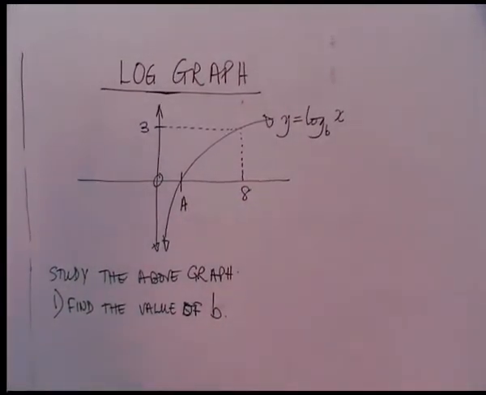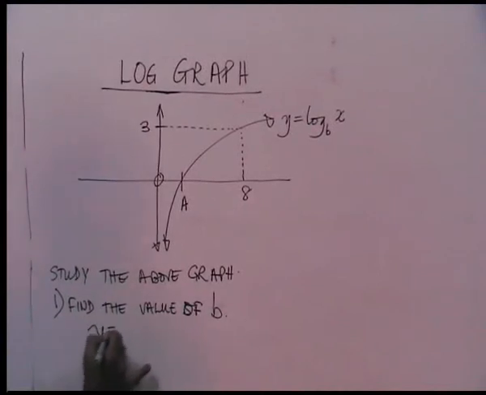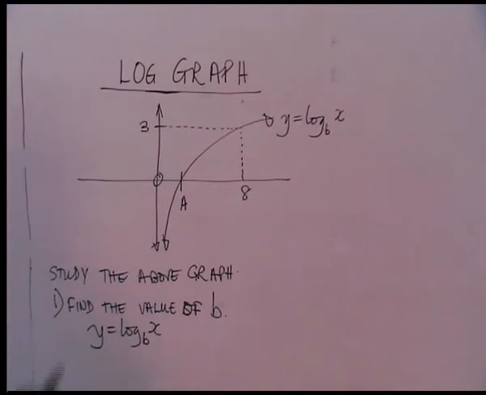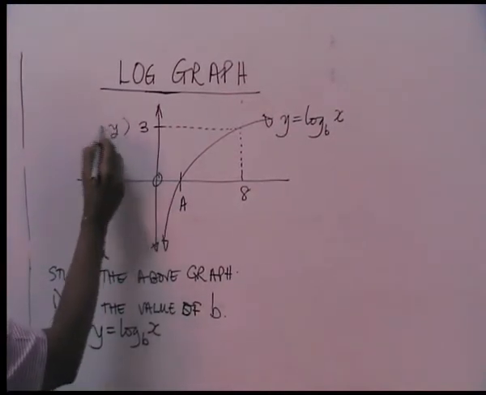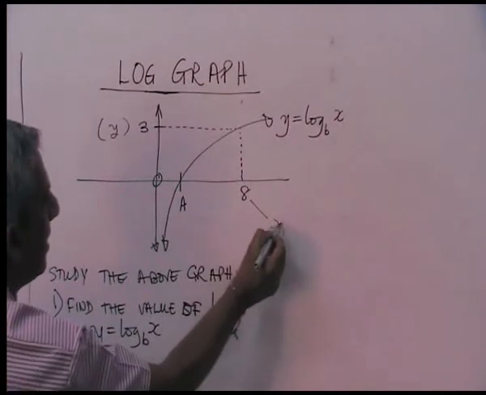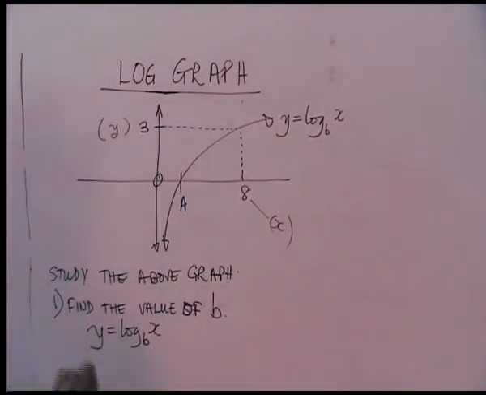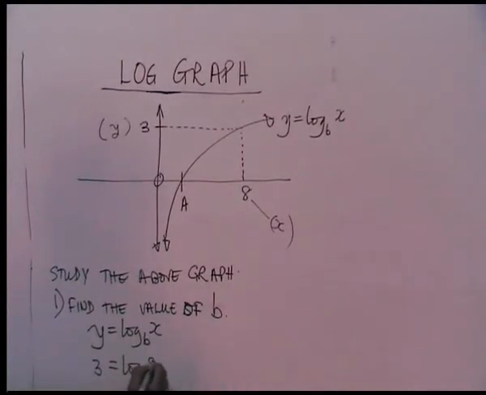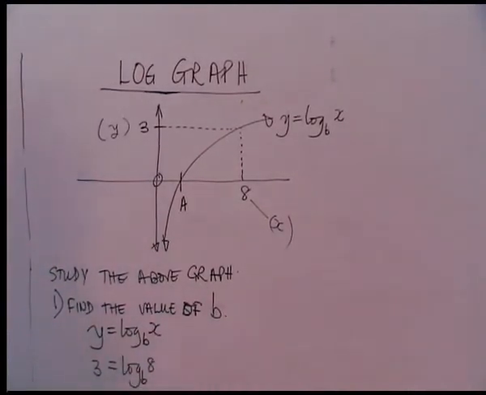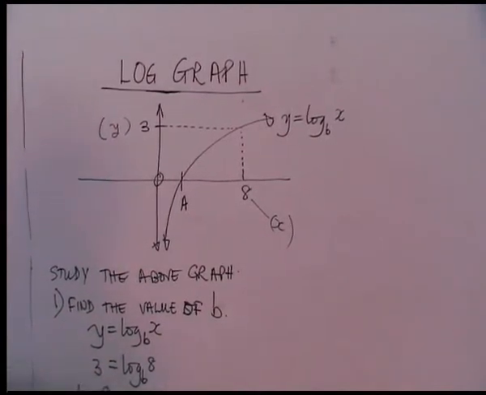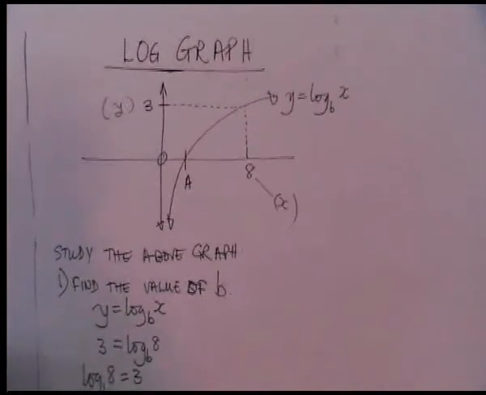And let's say the first question they gave you is find the value of b. So there's the question. Write the question down, y is equal to log of x to the base b. Now this is really y and this is really x. So y is 3 and x is 8 and that is b. Now I can rewrite that as follows. Log of 8 to the base b is equal to 3.